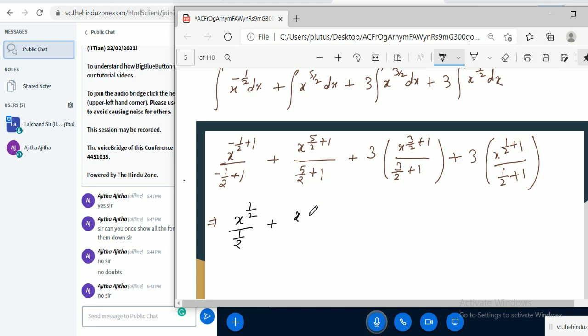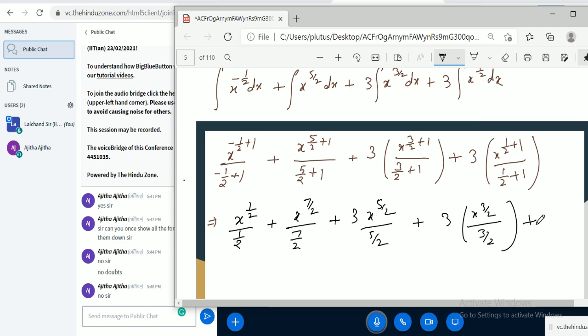x to the power 7 by 2 divided by 7 by 2, plus 3 into x to the power 5 by 2 divided by 5 by 2, plus 3 into x to the power 3 by 2 divided by 3 by 2, isn't it? And we add some integral constant c. Are you getting up to this? This is our final answer.